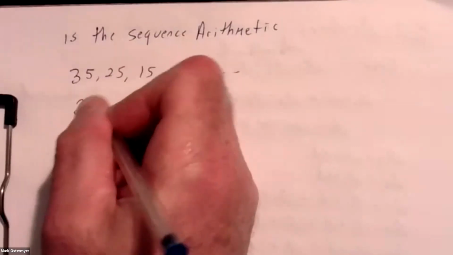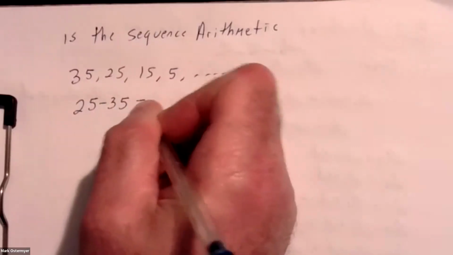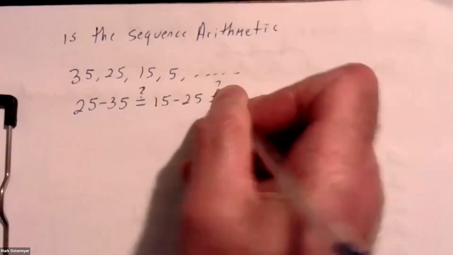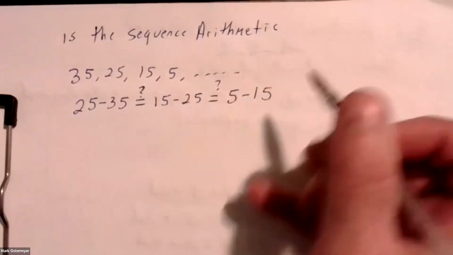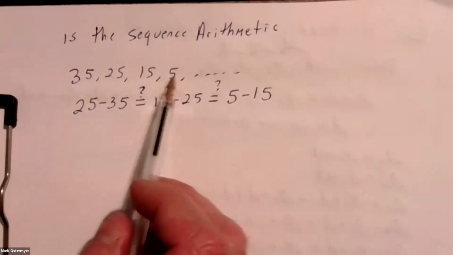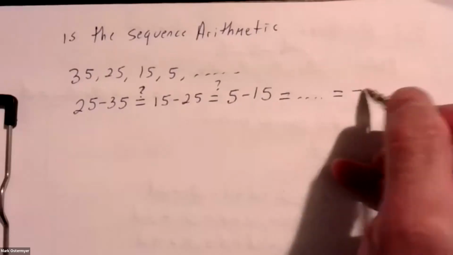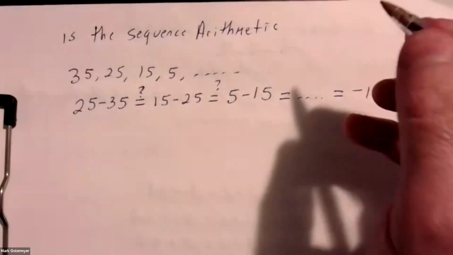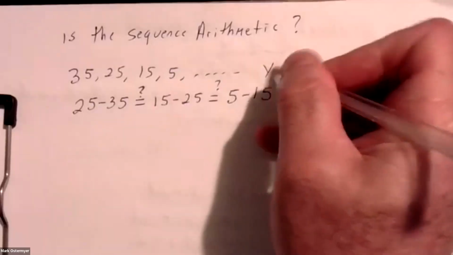So is this infinite sequence an arithmetic sequence? Well, to be an arithmetic sequence, again, it must possess a common difference. Does it? So is 25 minus 35 equal to 15 minus 25 equal to 5 minus 15? Yes, it does appear to be. And therefore, our common difference would be negative 10. And so, yes, this is an arithmetic sequence, all right?